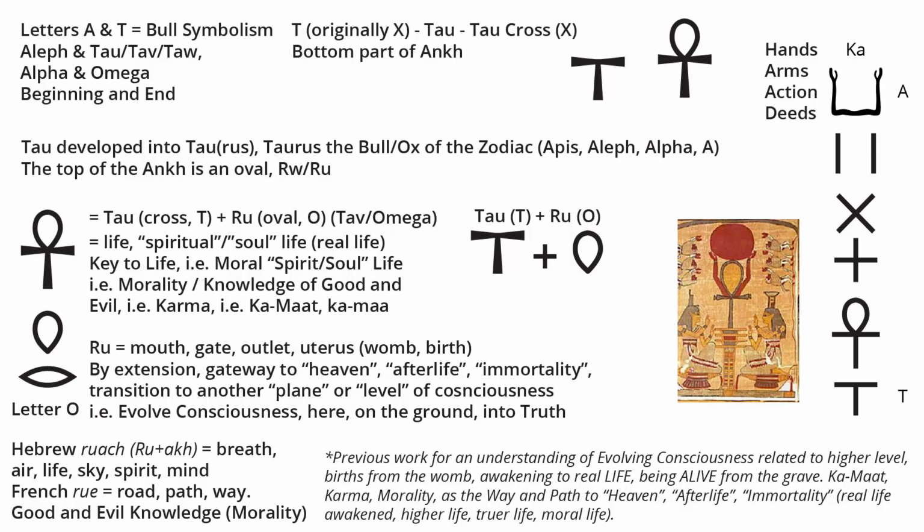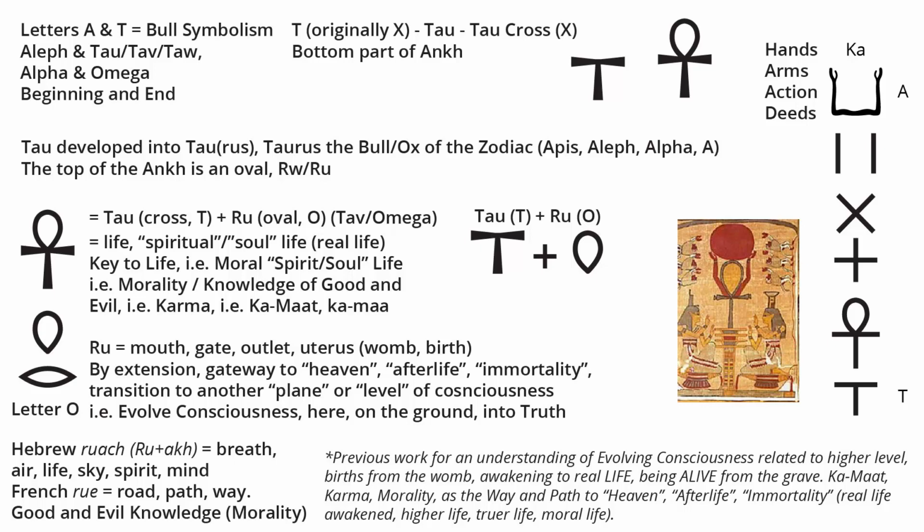So, this is to say it's evolving consciousness. That's the whole point. That's what the Ankh symbolizes, is the key to life, the key to real life, to a spiritual, moral life, to evolve your soul, self, consciousness into a higher capacity as opposed to a lower capacity. That's to evolve consciousness here on the ground into truth and morality. So you might be like, oh, the Ru symbol, that's not at all like the Ankh symbol.